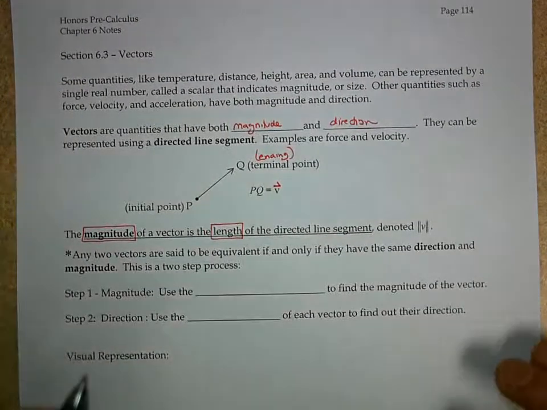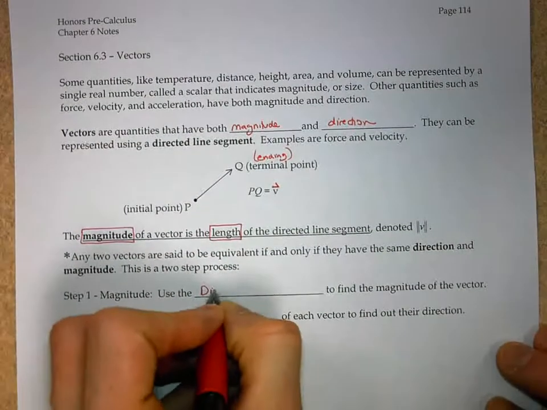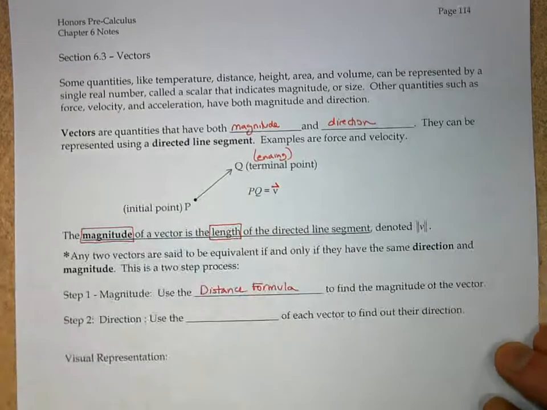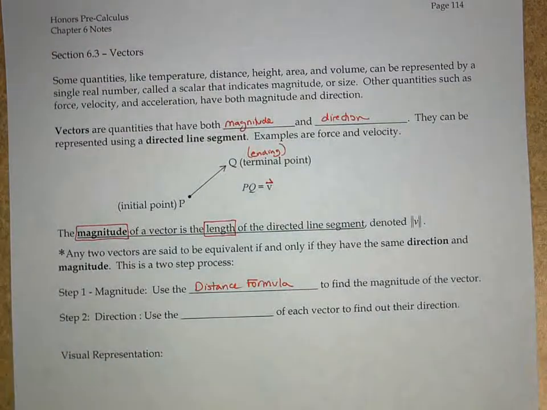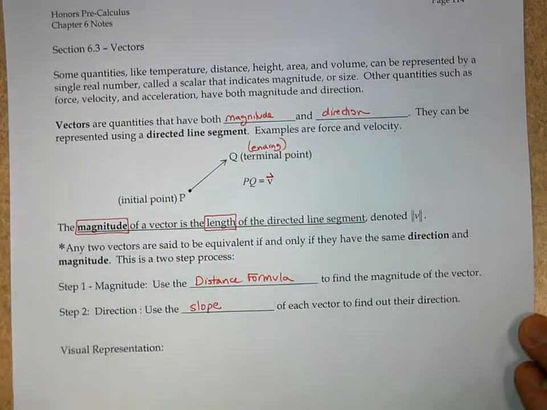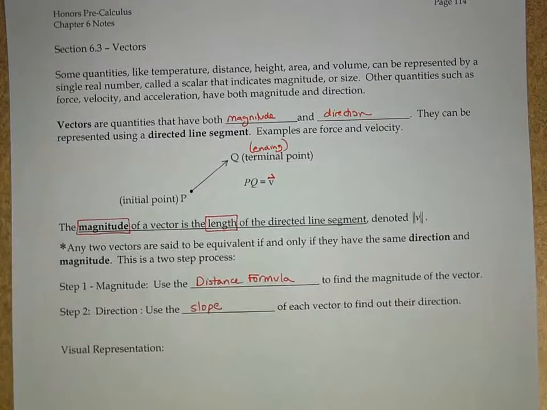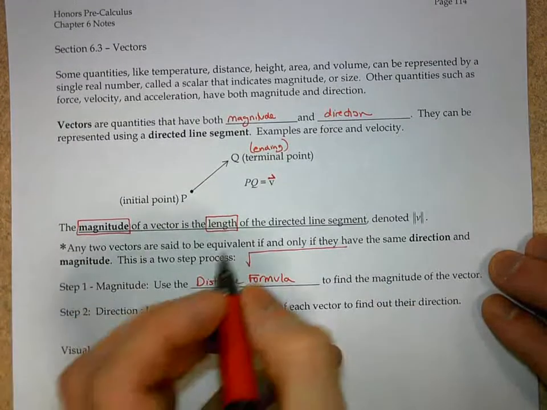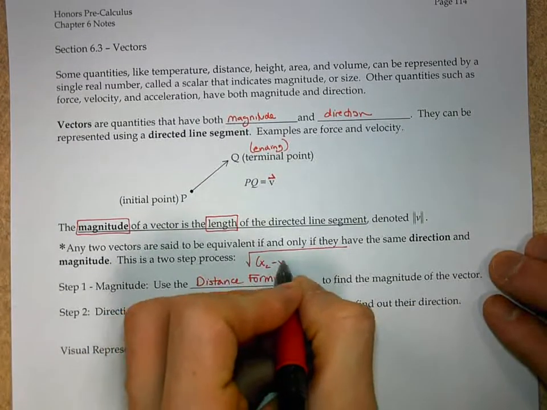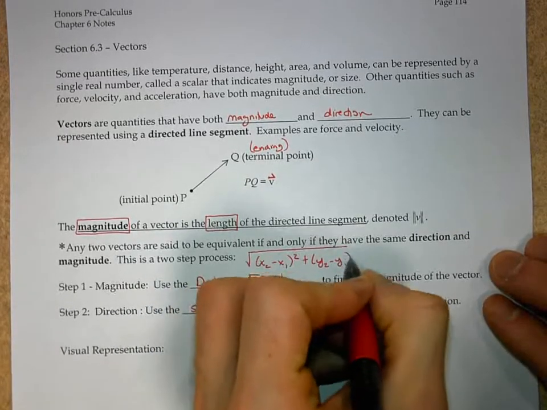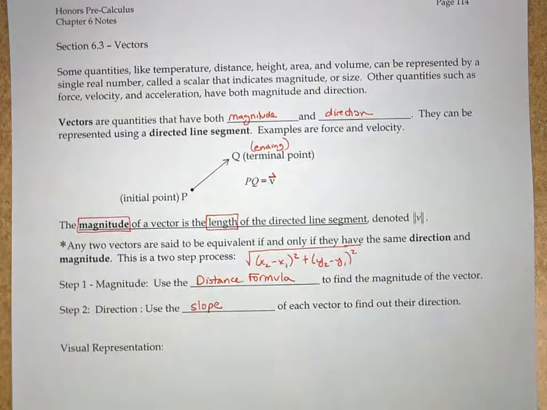The first thing is we're going to use the distance formula to find the magnitude of the vector. The distance formula is going to give us the length of the vector line, so we'll know how long the vector is. The second thing we'll look at is the slope. The slope is going to give us the direction of the vector. Just as a reminder for those of you who might not remember, the distance formula is the square root of x2 minus x1 quantity squared plus y2 minus y1 quantity squared.